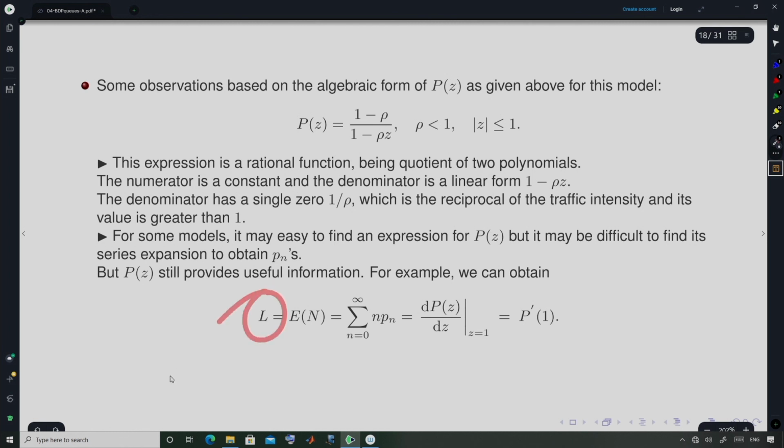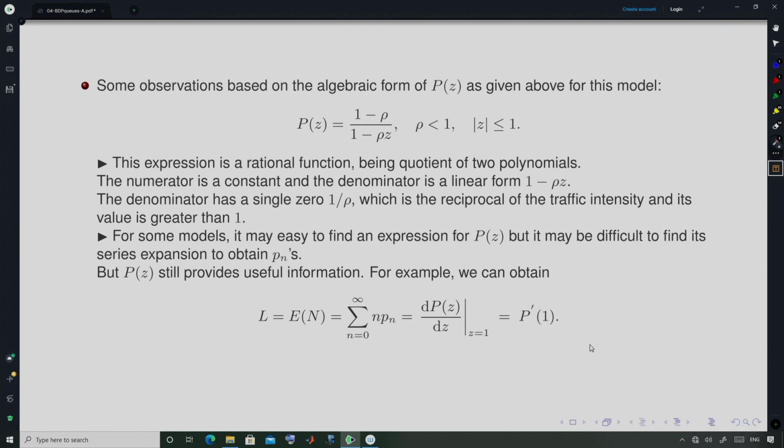Say, for example, if you want the mean number, the expectation of n, you can obtain it by differentiating this PGF and evaluating at z equal to 1, to get this P dash of 1.